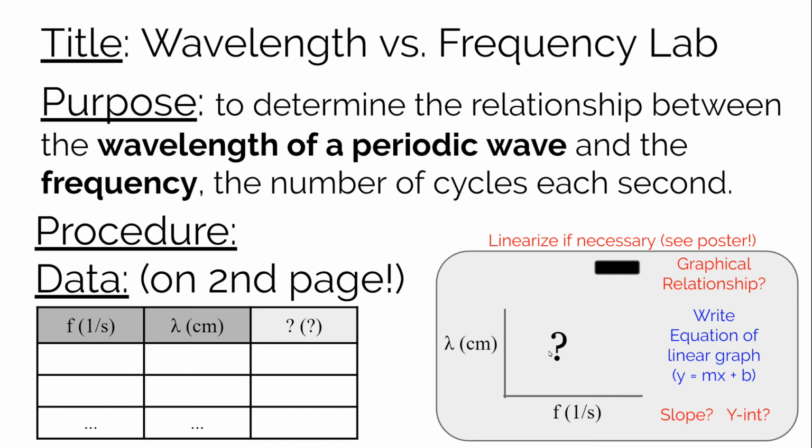If it's not a line, remember, so that we can get an equation to show how these things are related, you are going to have to linearize that graph. And then you're going to write the equation of whatever linear graph you have. And once you have that equation, you're going to think about what the slope represents and evidence for that and the significance of the y-intercept.